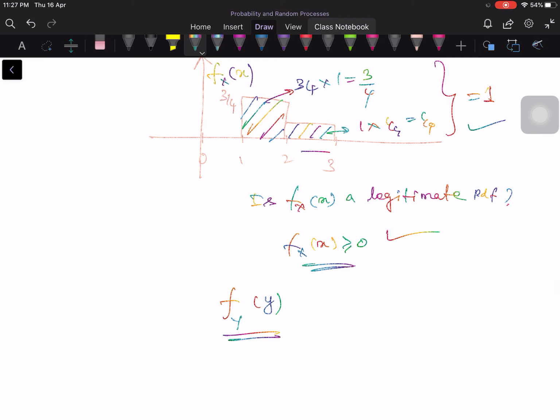At this point, I will stop this lecture. In the next lecture, we will continue the notion of independence of multiple random variables. We will start with 2 random variables, and then the same thing we can extend to n number of random variables. Thank you very much.